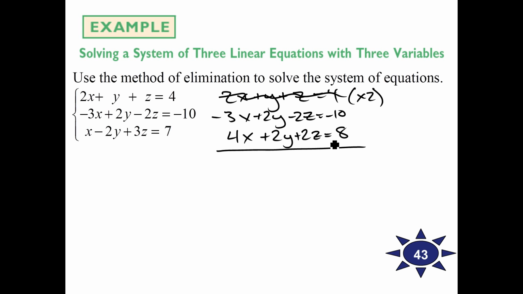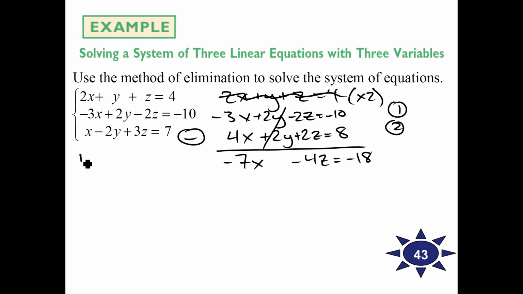And let's go ahead and subtract down. We'll cancel out the y's here. Could have added also. That would have canceled out the z's. Negative 3 minus 4 is negative 7x, and negative 2 minus 2z is minus 4z equals negative 18. Okay, separately, so this was equations 1 and 2.